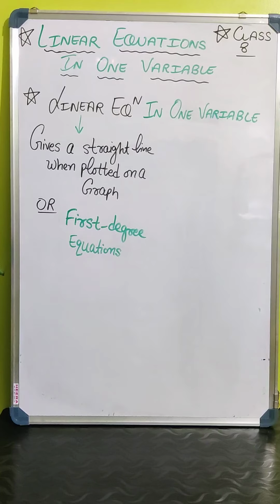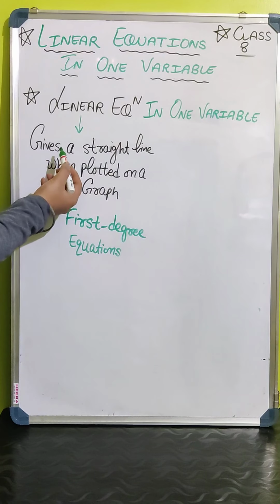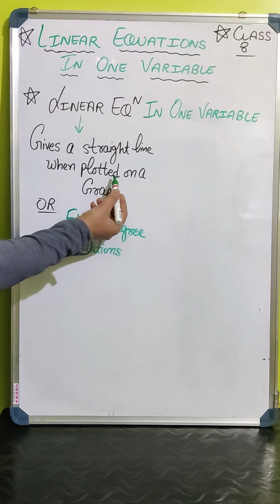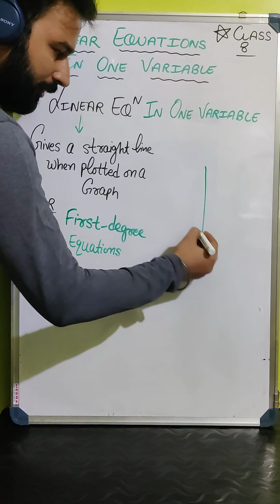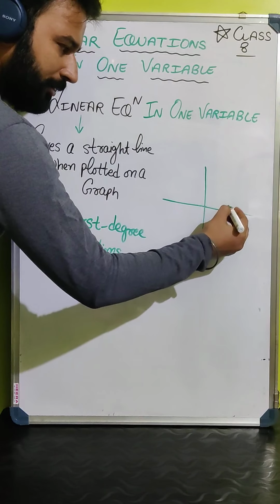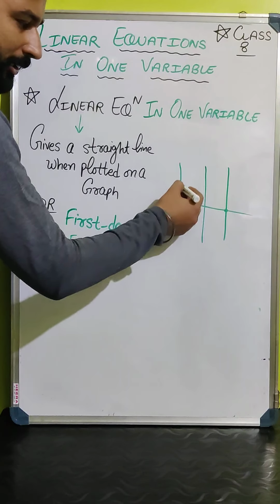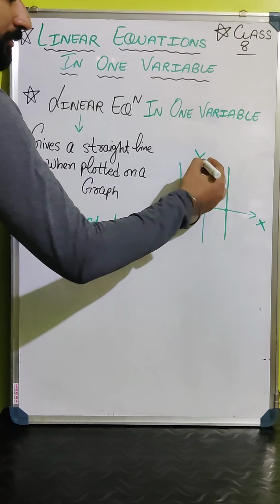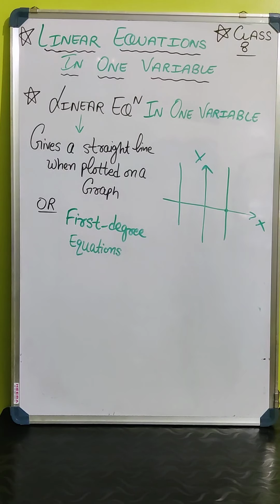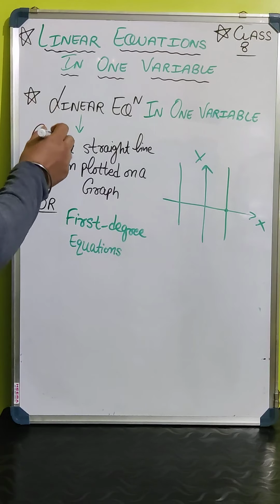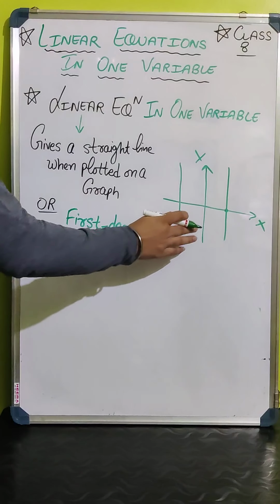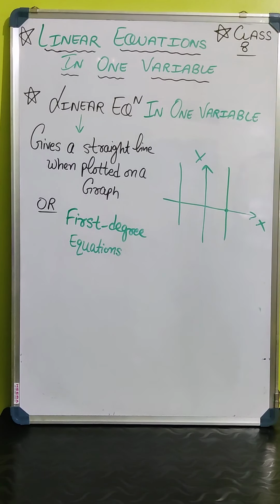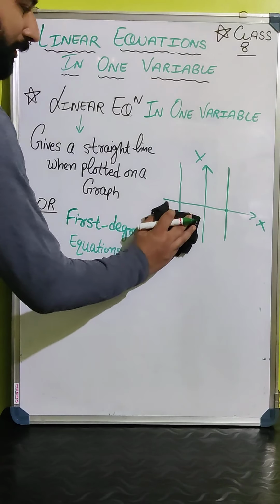Linear equations, simply we can say, are equations that give a straight line when plotted on graph paper. When you plot on a graph, a linear equation always gives you a straight line, either on the x-axis or on the y-axis. This is the x-axis and this is the y-axis. In class 9 you will also study coordinate geometry. So linear equations are those equations that give a straight line when plotted on a graph. Simple. And second, a linear equation has only first degree.